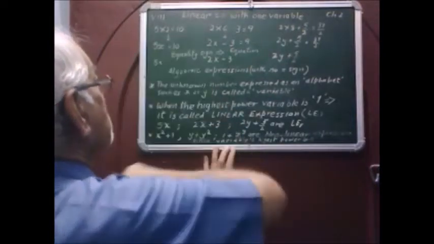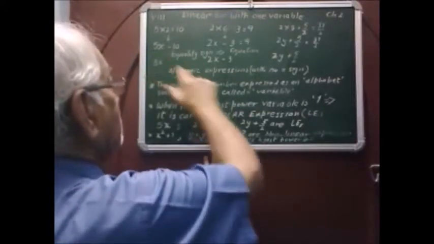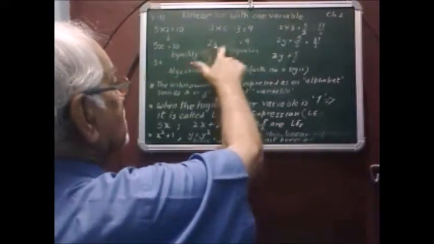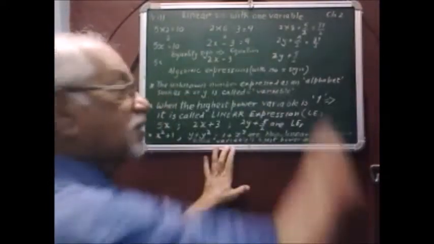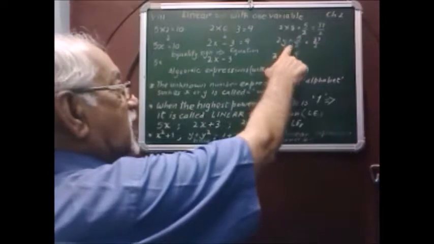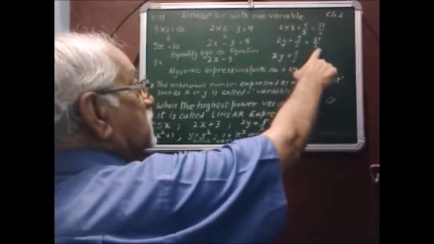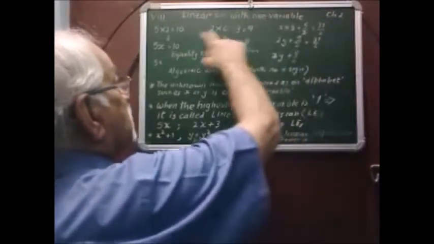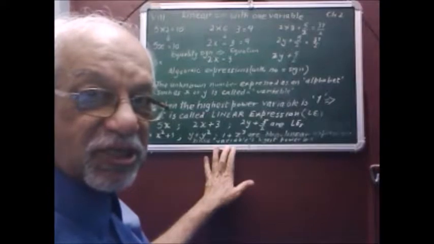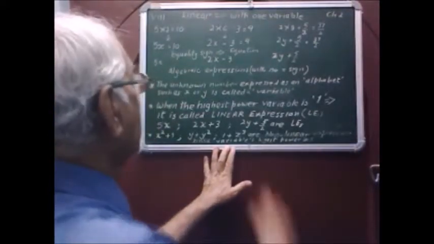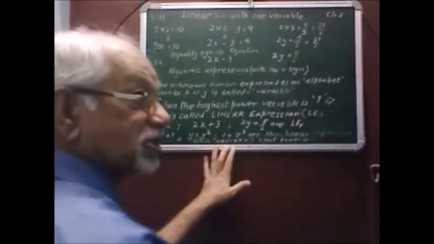Examples of transformation are 5x equals 10, 2x minus 3 equals 9, 2y plus 5 upon 2 equals 37 upon 2. Here one of the numbers has been replaced by an alphabet which is treated as unknown. And here we have got the equality sign in the expressions.